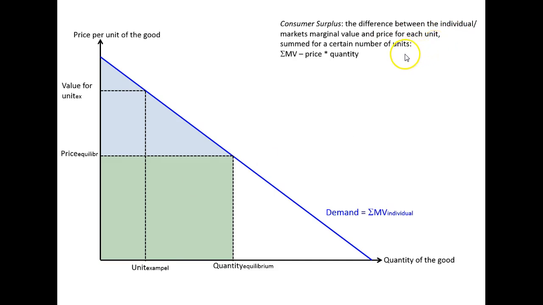So the consumer surplus is the difference between the individual's or the market's marginal value and the price for each unit, summed over a certain number of units. That's the sum of marginal value minus the price, over the quantity. And since it says sum for a certain number of units, we can look at it for the quantity from the example unit up to the equilibrium quantity, for instance. That indicates that this is the value for those units, and we have to pay that area down there. So the consumer surplus for those units will be this blue triangle, like that.